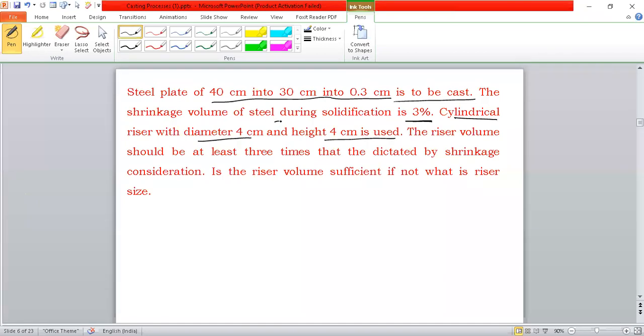So this is your side riser. Why side riser? Because the diameter is equal to H. The riser volume should be at least 3 times that dictated by the shrinkage consideration. Is the riser volume sufficient? If not, what is the size?